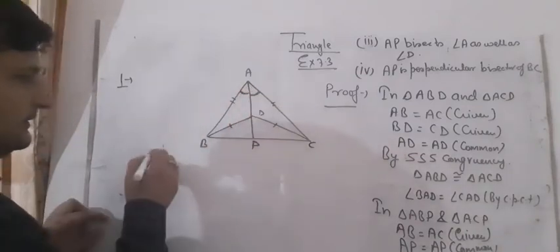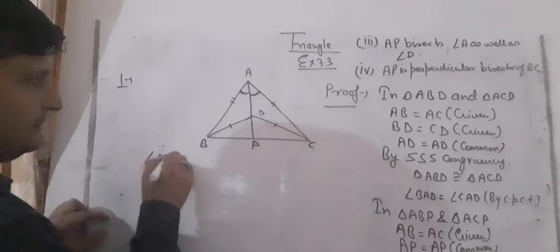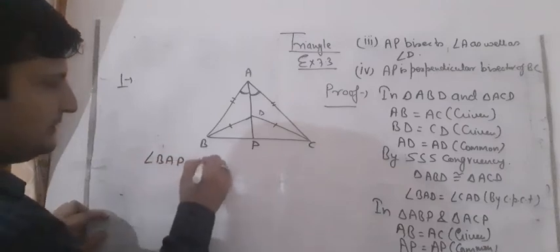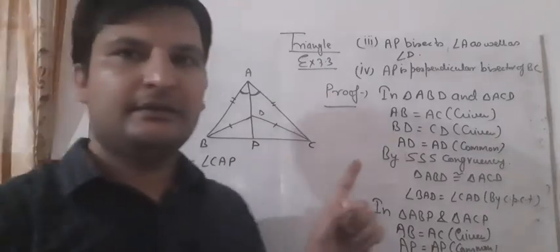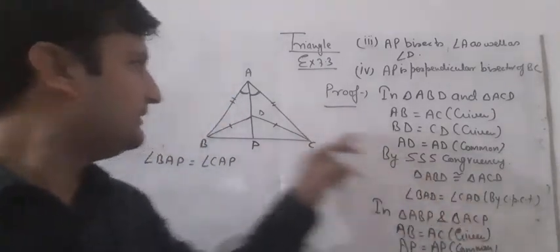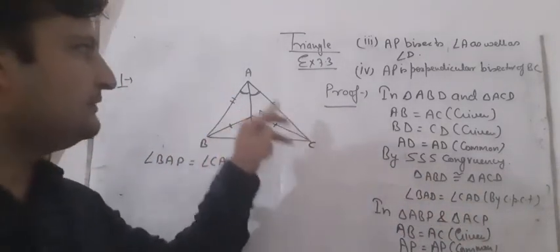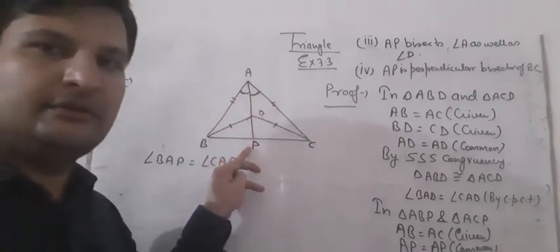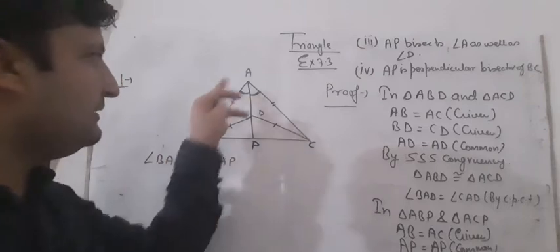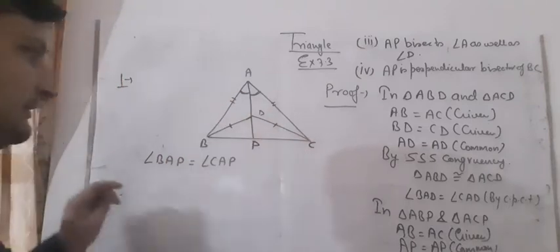We can say that angle BAP is equal to angle CAP. We have written it there, students. Here with CPCT we have written BAD is equal to CAD, but this line AD is extended to P. It is given in your book, so we can say that BAP is equal to CAP.